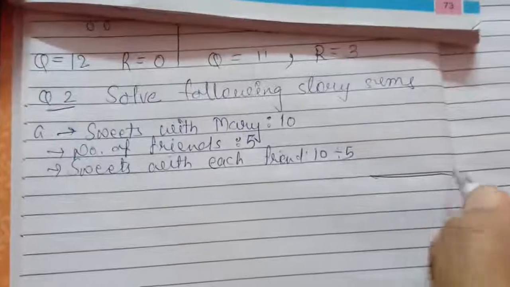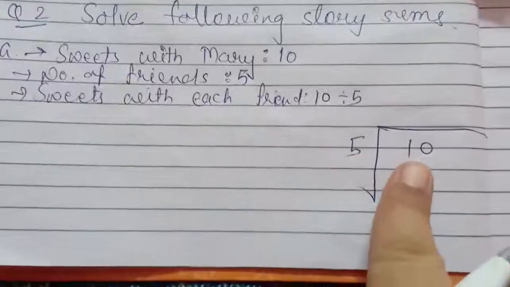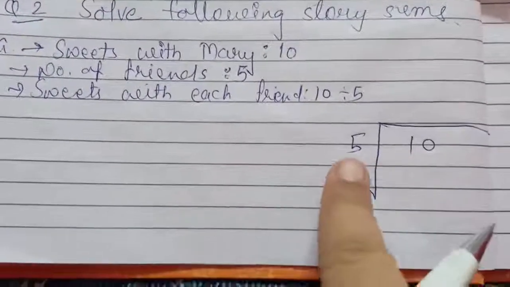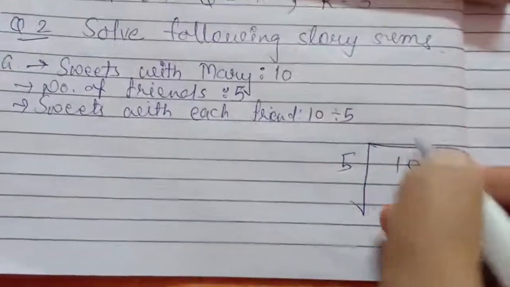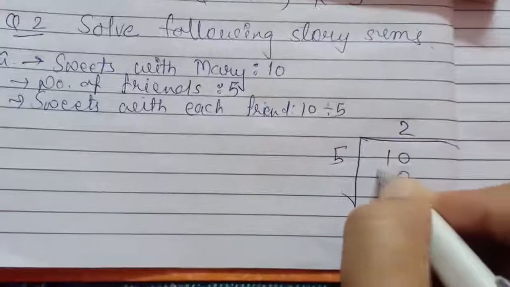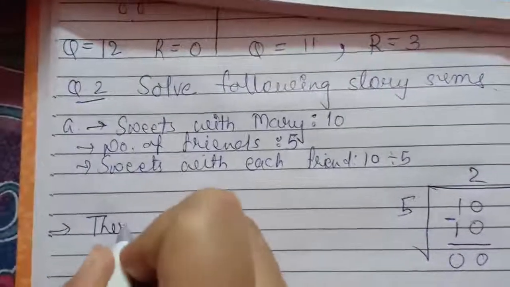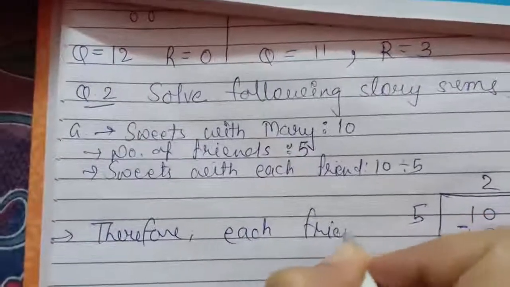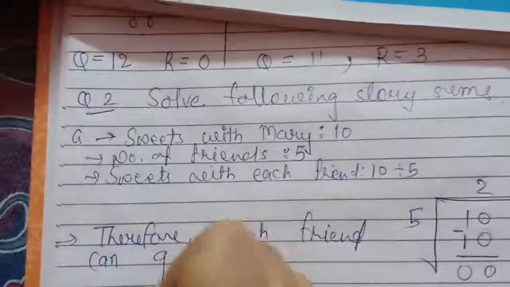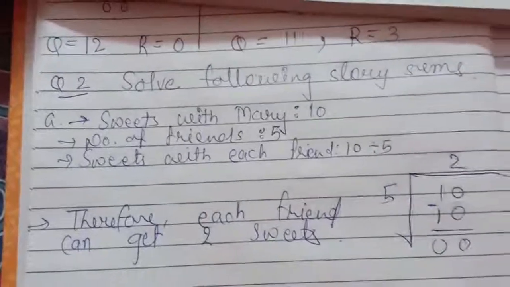So start the division. 10, 5. So here is 5, here is 1. So we cannot subtract. So we have to take the 2-digit division. So 5 ones are 5, 5 twos are 10. 0, 0. So you can get the answer. So write it down. Therefore, each friend can get 2 sweets. That's it. This is your answer.